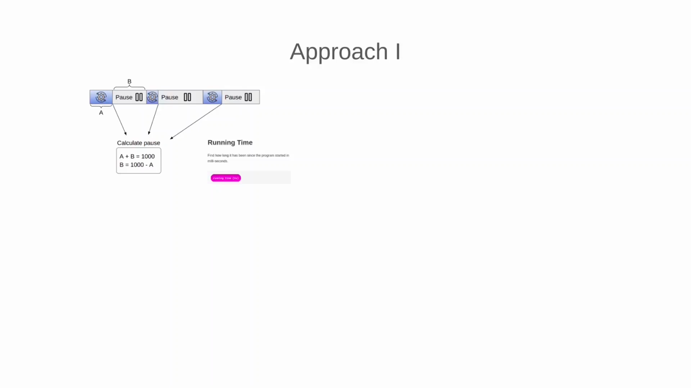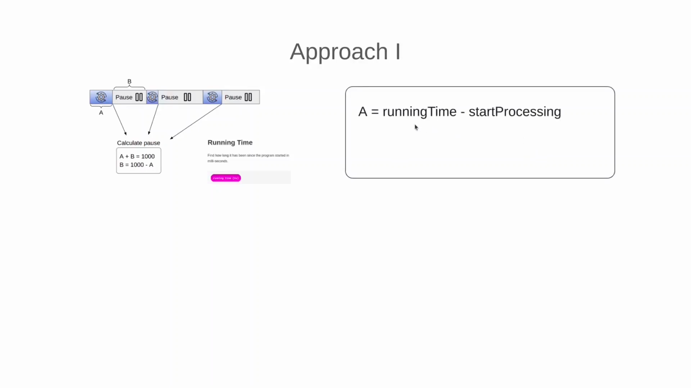I will show you two approaches to solving this processing time A. The first approach is to simply take, at this point in time, the running time from the Microbit board and subtract the start processing time. And this is something that we will calculate while our Pomodoro timer is running after each pause period. So after the pause is complete, we need to remember this start processing time.